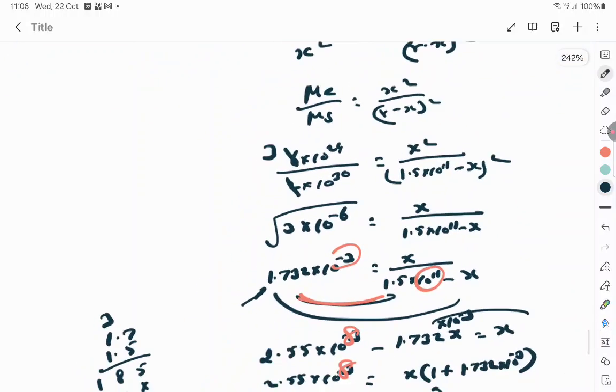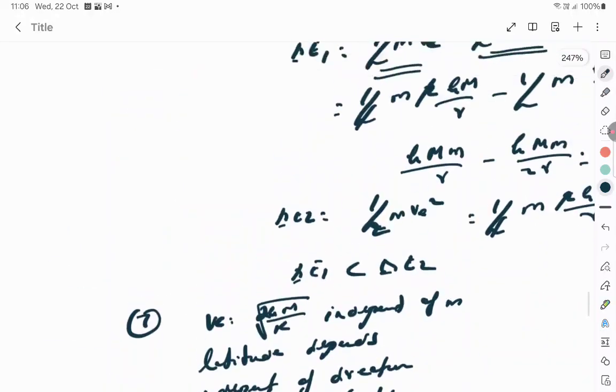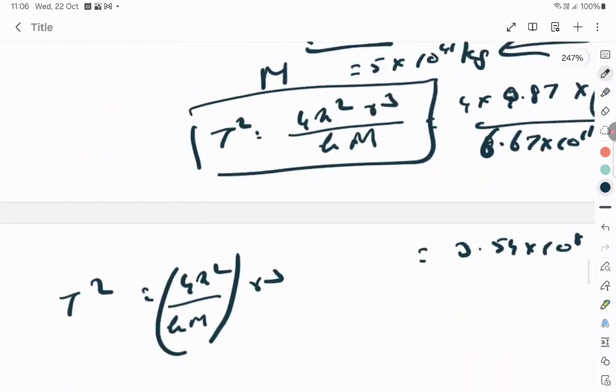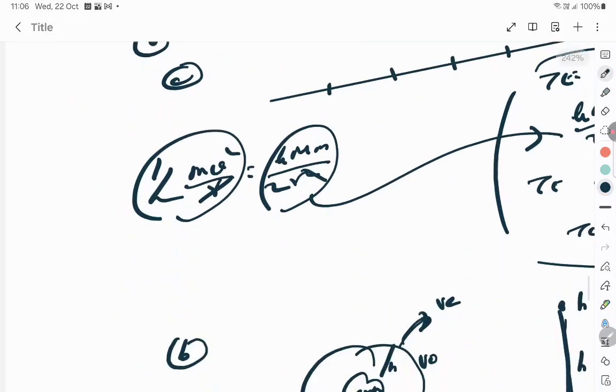Next question is the 13th question. How would you weigh the sun? So they want the mass of the sun, and I know that there is a time period formula which relates to mass. We just saw it. And we also decided that we're going to memorize this formula, which is T squared is 4 pi squared by GM into r cube.